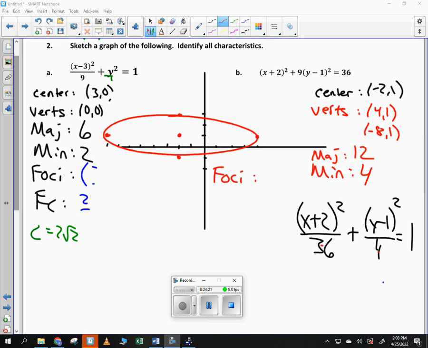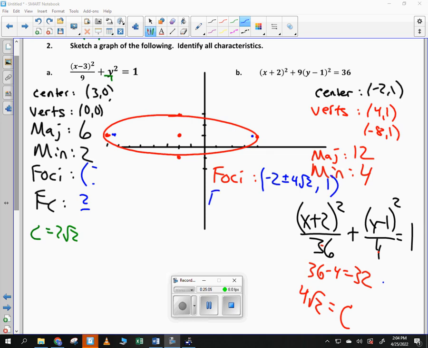The foci, how do I determine the foci? A squared minus b squared. So 36 minus 4 is 32. What is the square root of 32? 4 roots of 2 is equal to c. 4 roots of 2, Avery? 5.7. So she's going 5.7 units in each direction. Does that change the x value of the center or the y value of the center? So the x value I will have be negative 2 and then plus or minus 4 roots of 2. And then the y value stays the same.